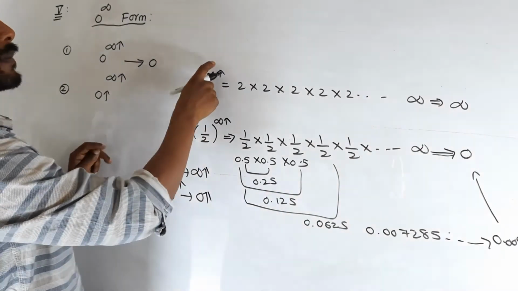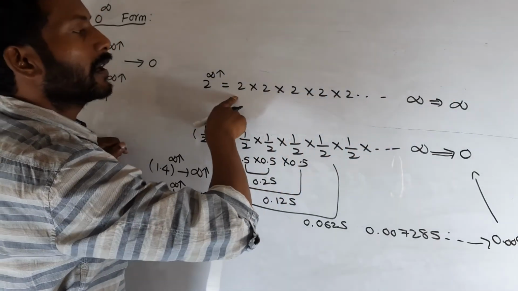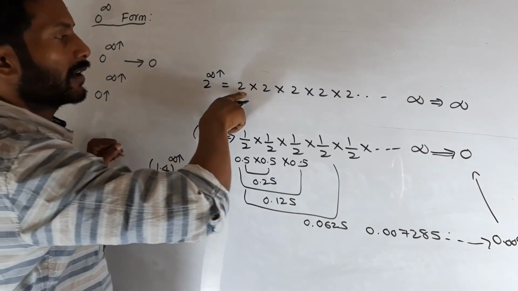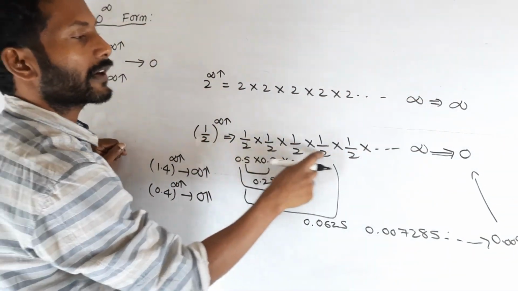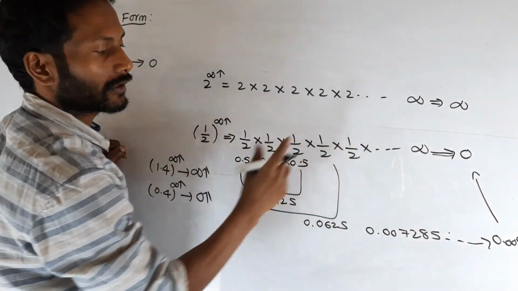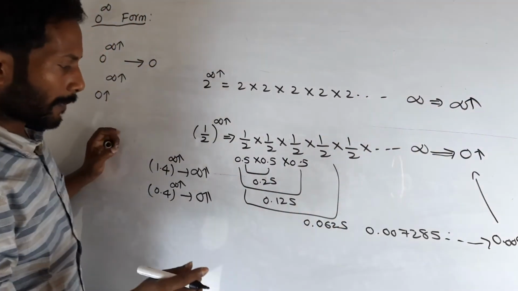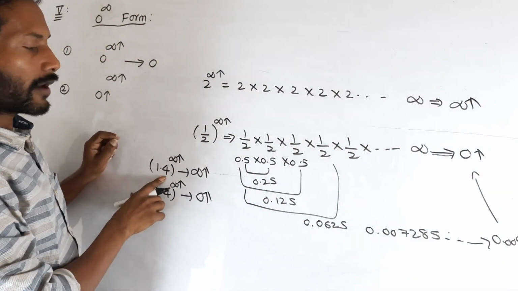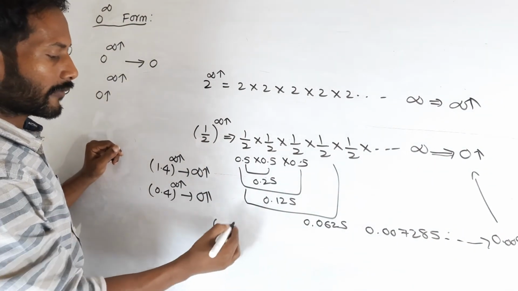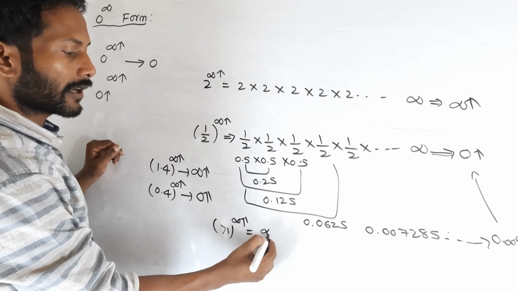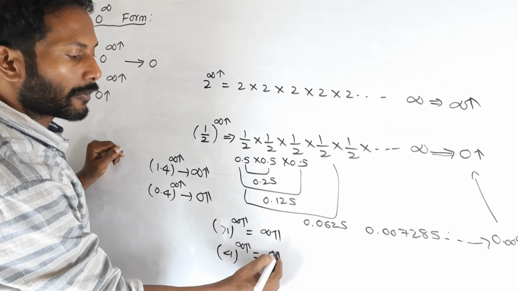So 2 power infinity: if we multiply 2 infinite times, it is a very large value, so it is close to infinity. 1 by 2 whole power infinity: if we multiply 1 by 2 infinite times, the value reduces and is close to 0. 1.4 is greater than 1, so multiplying a value greater than 1 infinite times gives infinity. Multiplying a value less than 1 infinite times approaches 0.